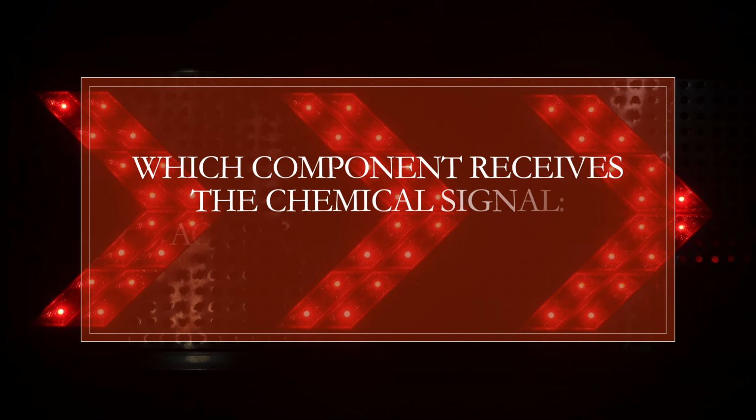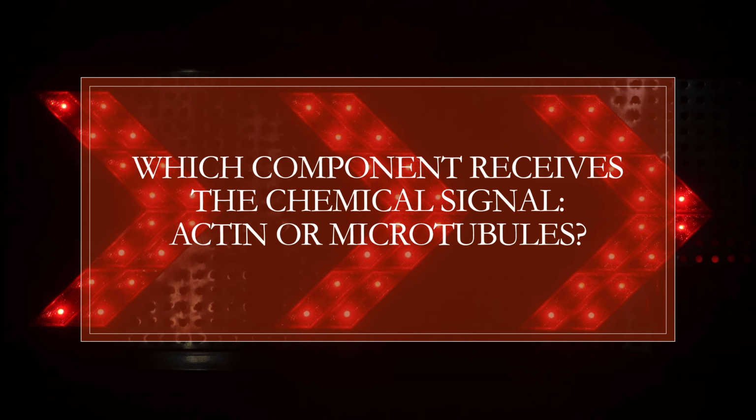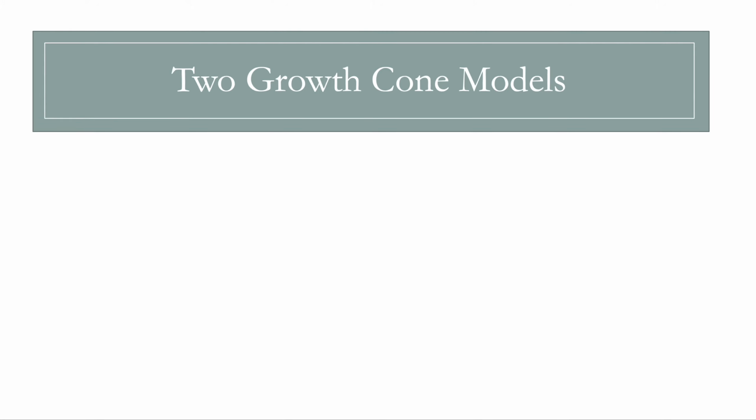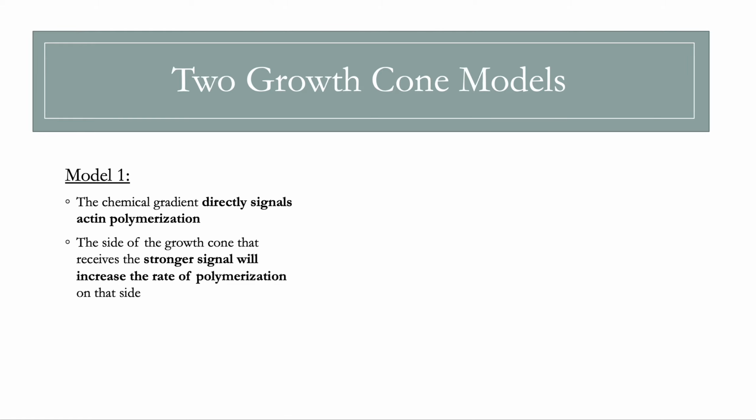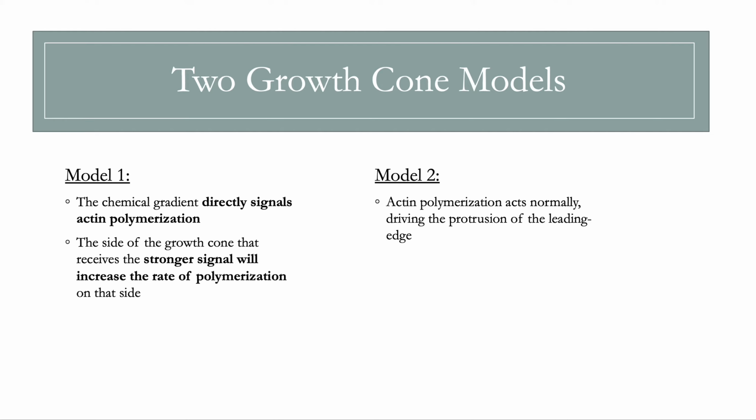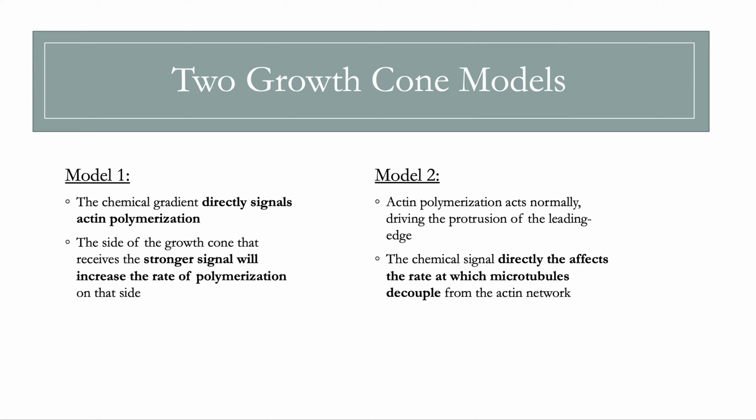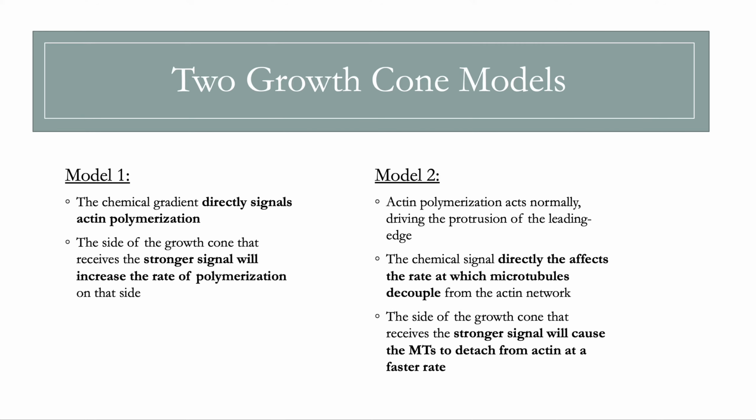The question is, which component receives the chemical signal, actin or microtubules? To address this, I've created 2 models. In the first model, the chemical gradient directly signals the actin polymerization. So the side of the growth cone that receives the stronger signal will increase the rate of polymerization on that side. In the second model, actin polymerization acts normally, driving the protrusion of the leading edge. However, in this case, the chemical signal directly affects the rate at which microtubules decouple from the actin network. So the side of the growth cone that receives the stronger signal will cause the MTs to detach from actin at a faster rate.